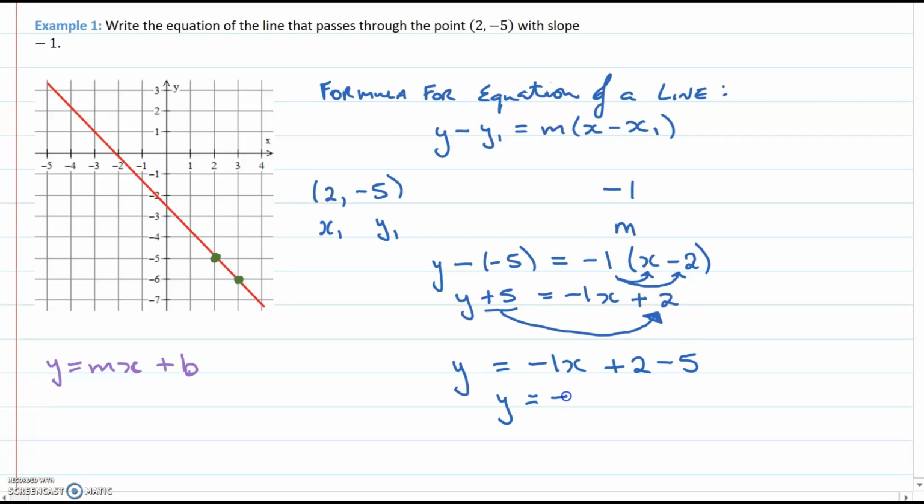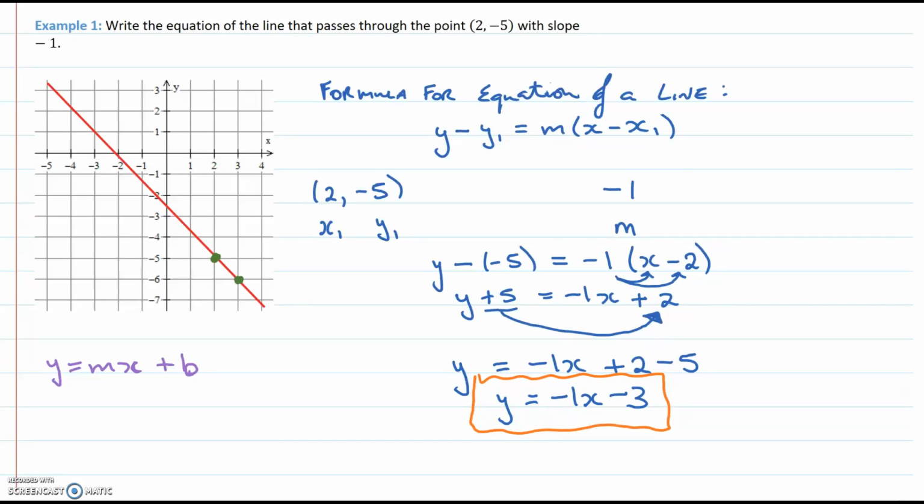So we have y equals -1x, and then these two are numbers, so you can combine those. 2 minus 5 is -3. Okay, and that's the equation of the line.